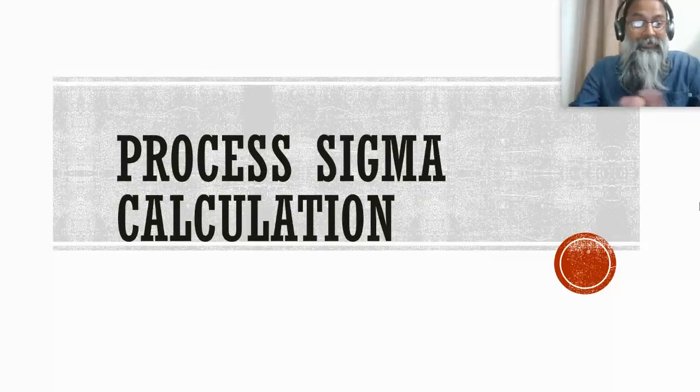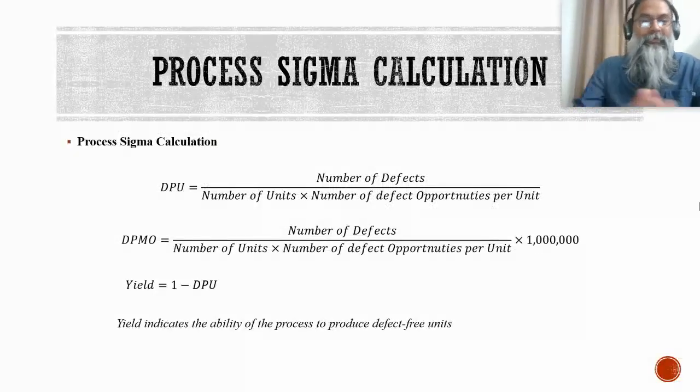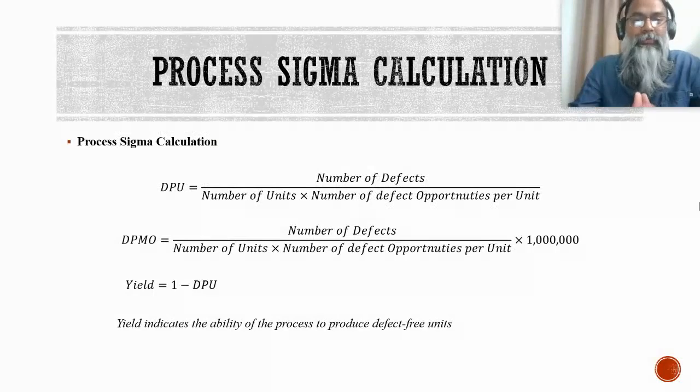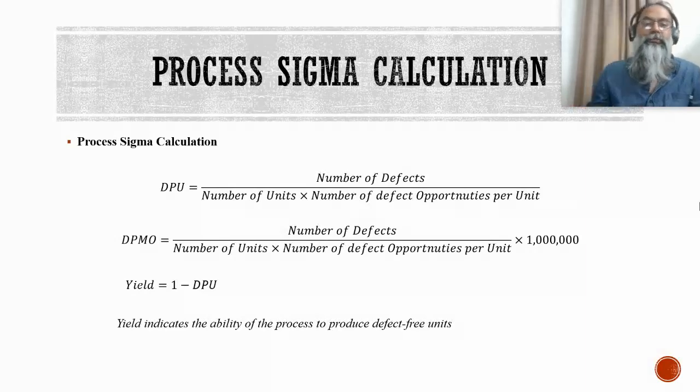In this part we'll learn how to calculate process sigma. So let's continue with it. For calculating process sigma, we have to go through some of these equations. First one to start is the defects per unit. This will allow you to calculate the number of defects in each unit.